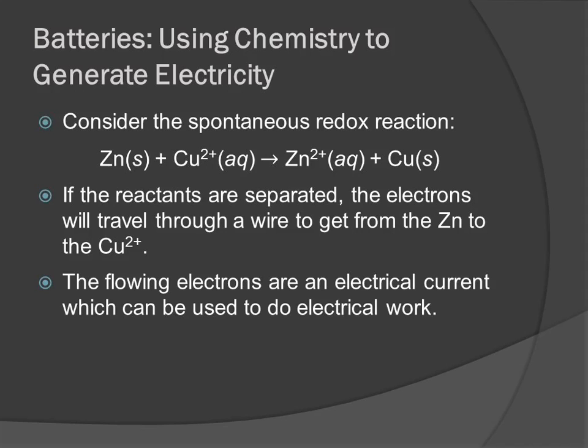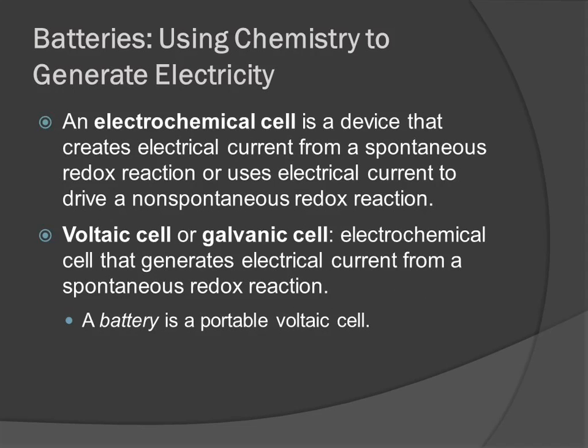and allow the electrons access to a wire that they could go through, the electrons will actually go through the wire to get from the zinc to the copper. And that flowing electron is an electrical current, and that can be used to do work. Light a light bulb, power your calculator, all kinds of stuff.